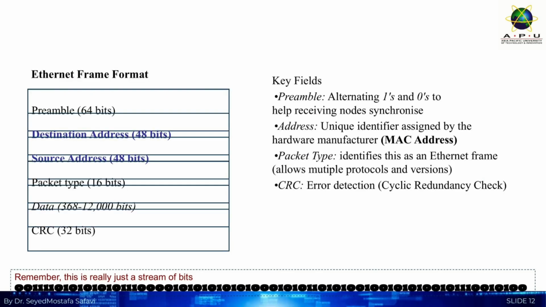Let's discuss the Ethernet frame format. It has several key fields like the preamble, which helps in synchronization, and the MAC address, a unique identifier. The packet type tells us it's an Ethernet frame, and the CRC field is there for error detection.